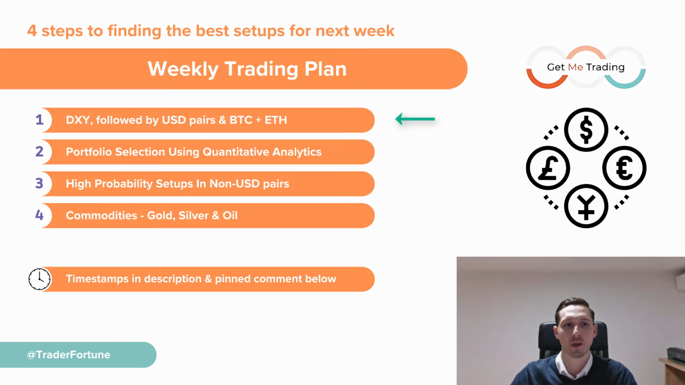So here's how we're going to do that. We're going to start by looking at the DXY followed by the USD pairs as well as Bitcoin and Ethereum. Then we're going to go on to the portfolio selection. We're going to look at the quantitative analytics, and that's going to give us the high probability setups in the non-US dollar pairs that we're also going to look at. And we're going to finish up with gold, silver, and crude oil at the end of the video.